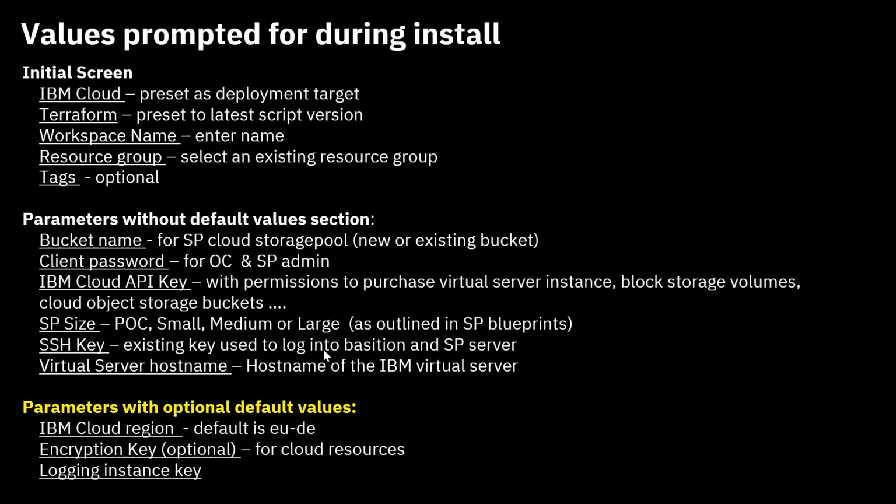And then you'll set a virtual server host name. The third section is parameters with optional default values. This will include an IBM Cloud region. By default, it is going to be EU-DE, so Germany and Europe. Obviously, you can change that. You can optionally set an encryption key. This is going to be for your cloud resources. This is not your Spectrum Protect built-in server-side encryption, so it is different from that. And then you can also enter a logging instance key.